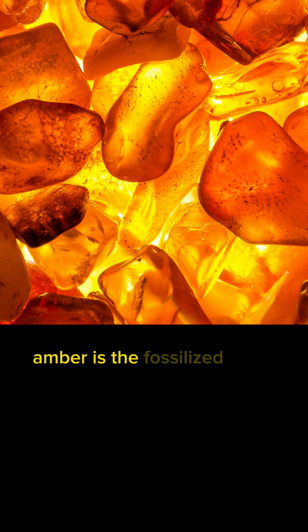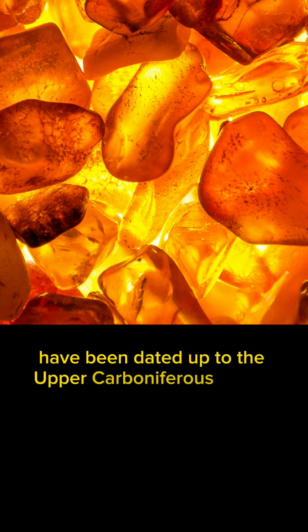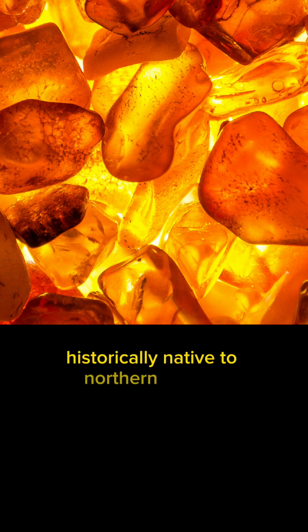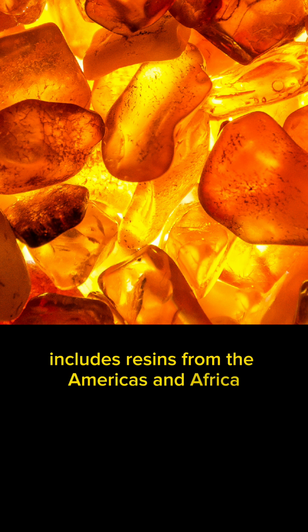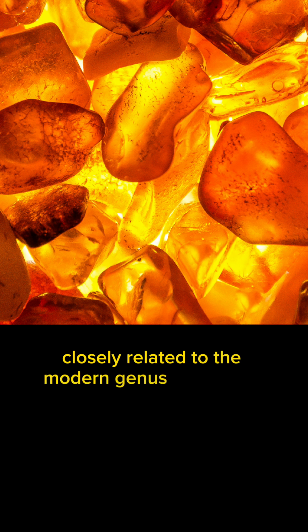Specifically, amber is the fossilized resin of long-extinct coniferous trees. The oldest amber specimens recovered have been dated up to the Upper Carboniferous period, 320 million years ago. In terms of botanical origin, fossilized resins fall into two categories. Baltic ambers, historically documented as Prussian, come from ancient Cyadopotiaceae family plants, historically native to northern Europe. The second category includes resins from the Americas and Africa, and these hail from an extinct ancestral tree closely related to the modern genus Hymenaea.